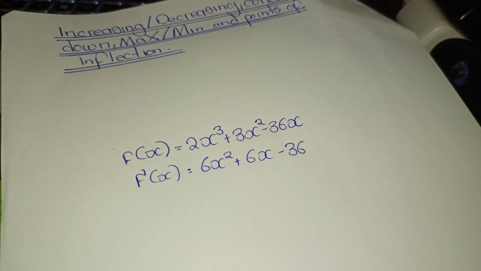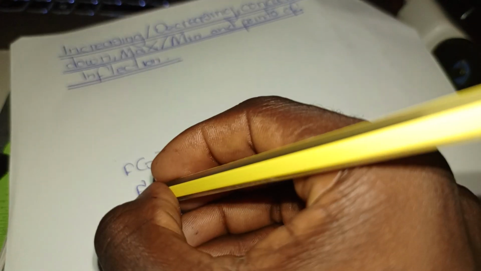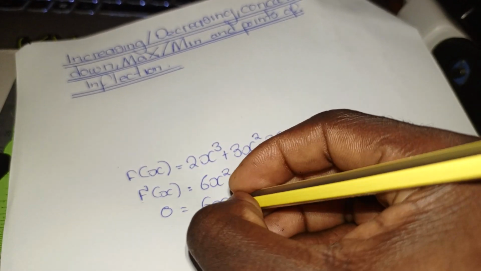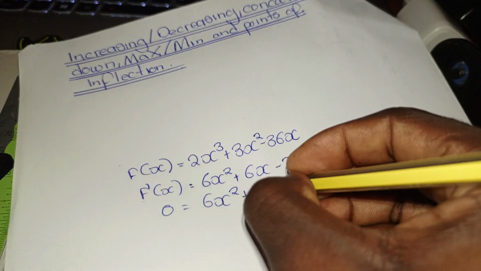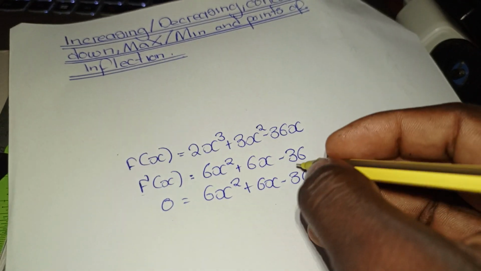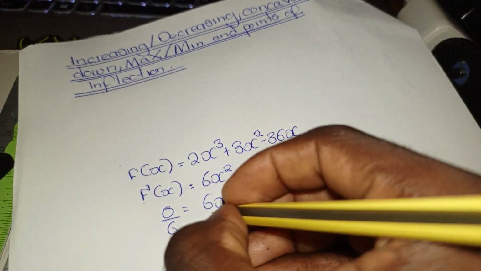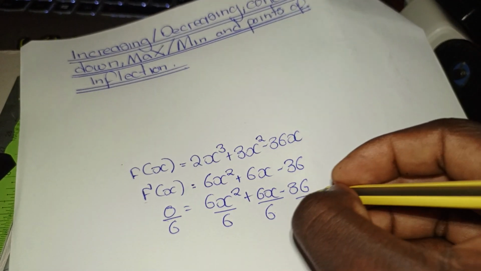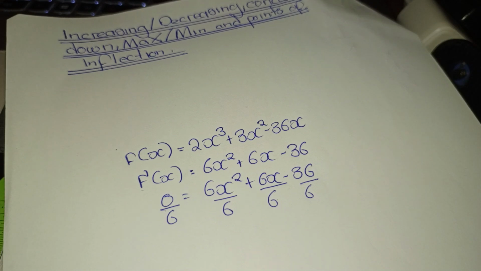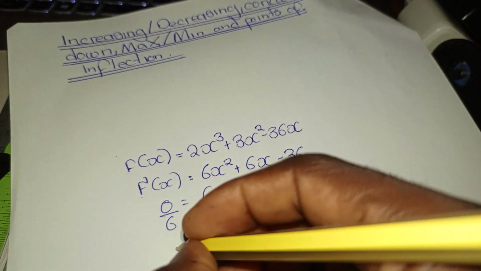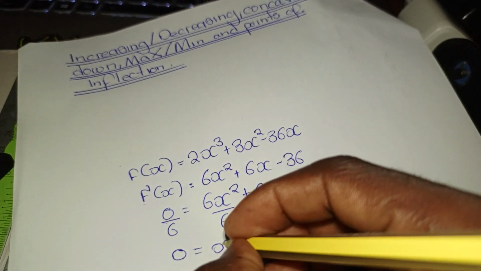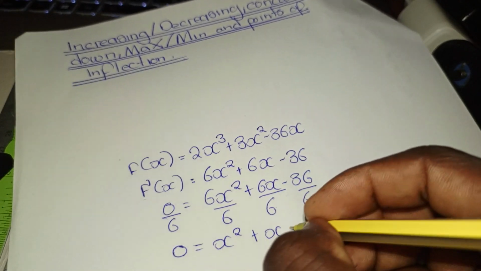Then for us to find the critical values, you equate this to 0, which is equal to 6x squared plus 6x minus 36. Then we know there is a common number throughout. That number is 6, so that we leave our function in its lowest terms. So we divide here, and we will have our answer to be x squared plus x minus 6.